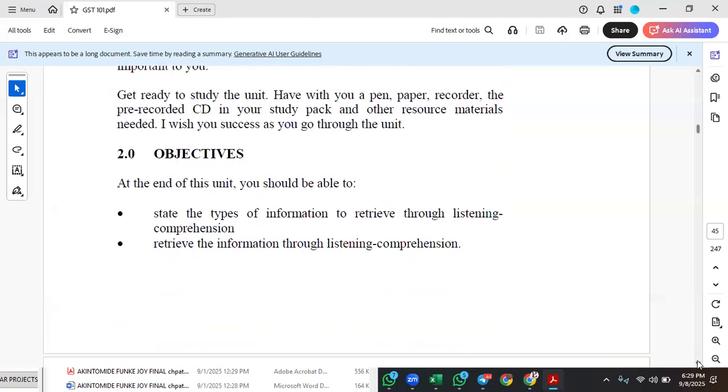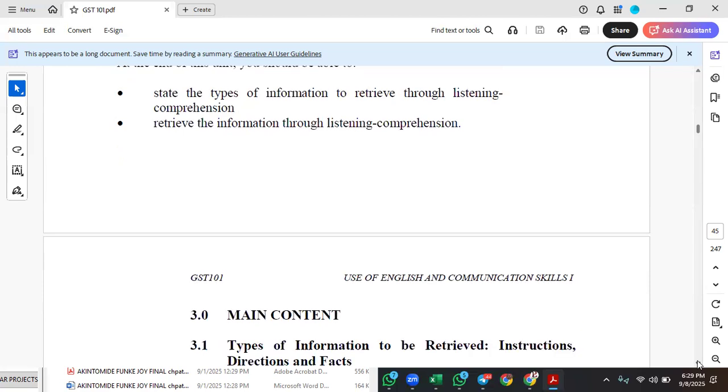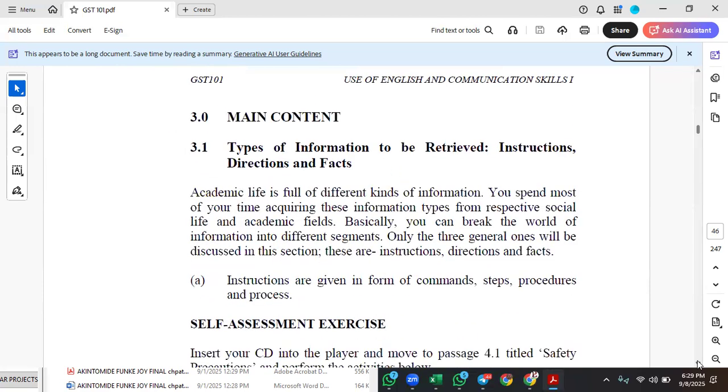Now, what is the objective? At the end of this class today, if you are not able to state the types of information that we need to retrieve through listening comprehension, then you have not attended the class. If you are not able to retrieve the information through listening comprehension, then you have not attended the class. Now, what are the types of information to be retrieved? We have three of them: instructions, directions, and facts, like I've explained earlier.